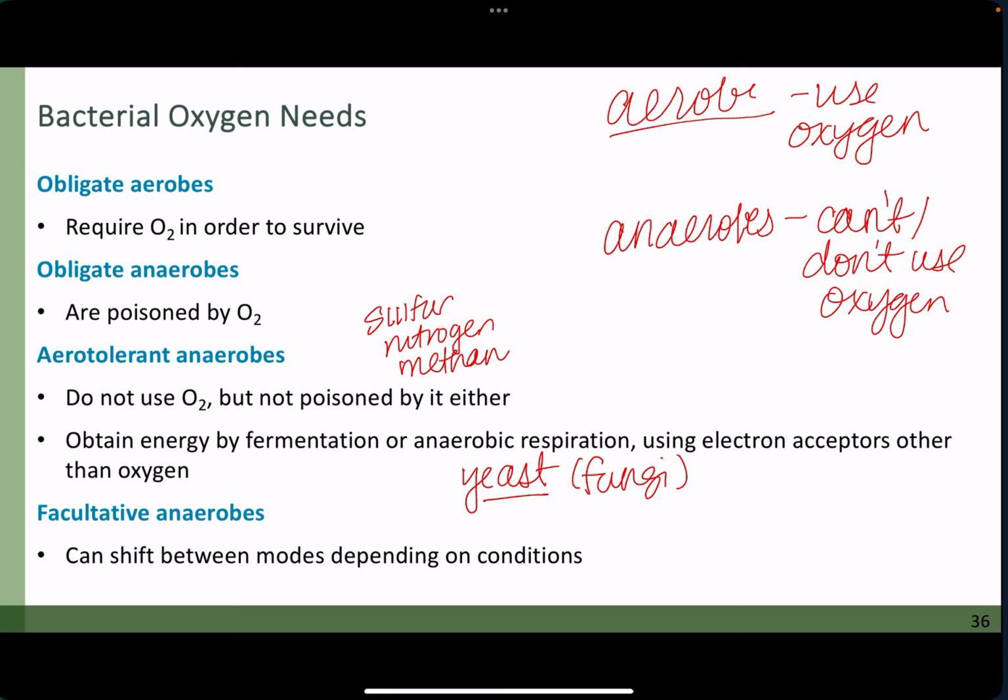And then we also have facultative anaerobes. They can actually switch between using oxygen or not, depending on the conditions. So some yeast can actually be facultative anaerobes. They can switch between using or not using oxygen, depending on whether or not oxygen's available.